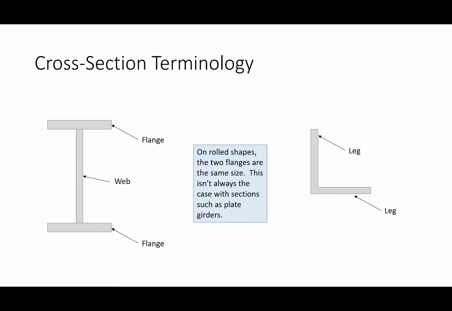For angles, we call the different components legs. So this leg of this angle, this is another leg. We have angles that are equal legs, and then angles that are unequal legs. Make sense? All right.